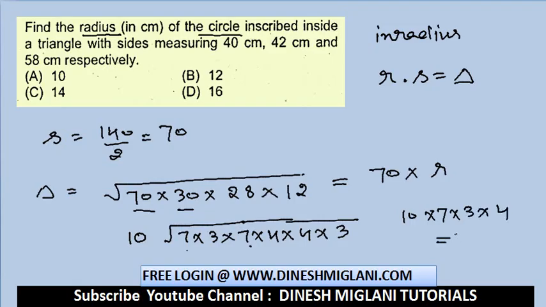and this is equal to 70 into R. Now this is cancelled out. So what is the inradius? Inradius is 12 centimeter. The answer to my question is said to be B. Inradius is equal to 12 centimeter. That becomes your answer.